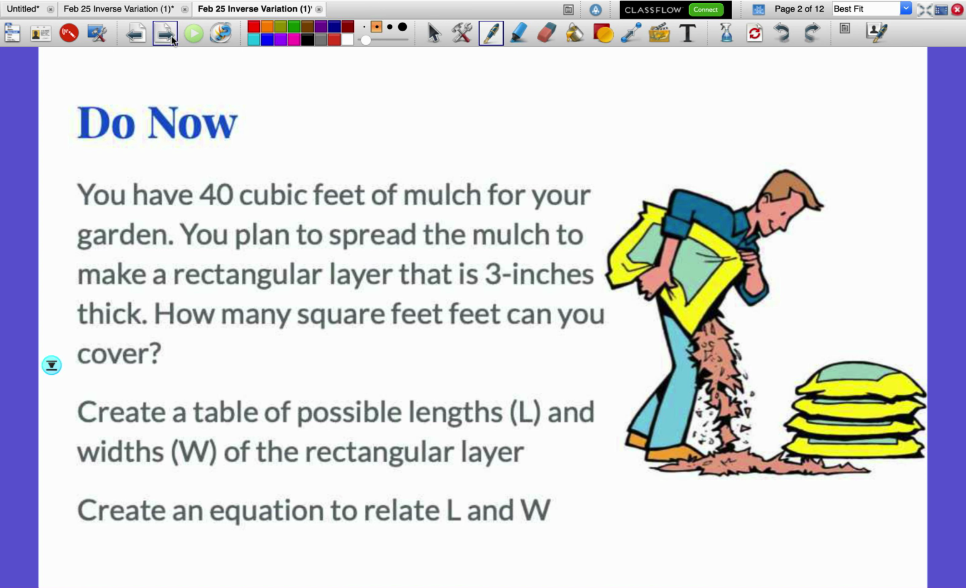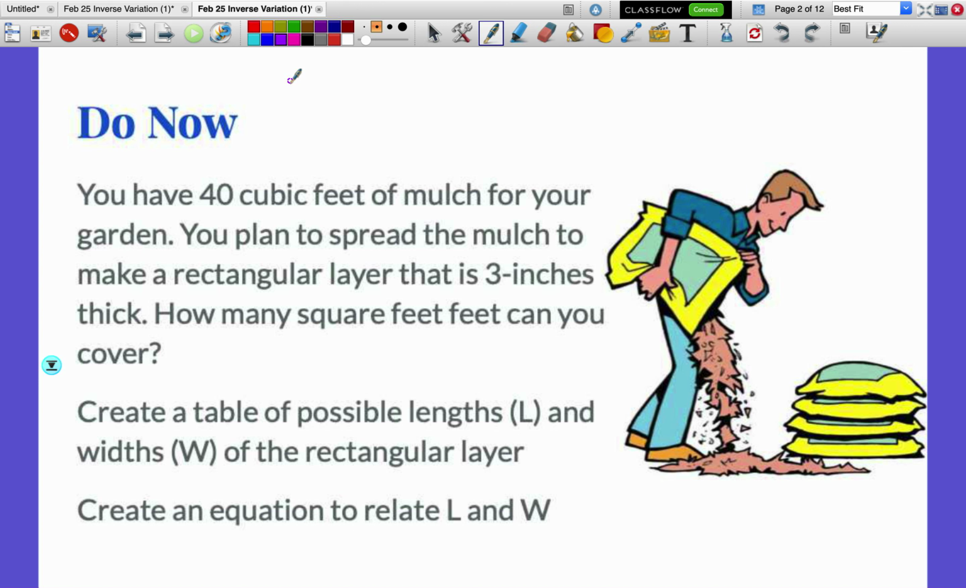So imagine that you head on over to Home Depot, you're going to do a gardening project, and you buy 40 cubic feet of mulch for your garden. You plan to spread the mulch out to make a rectangular layer that is 3 inches thick. How many square feet can you cover?